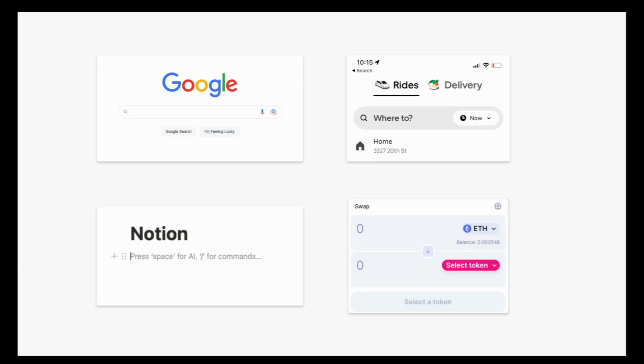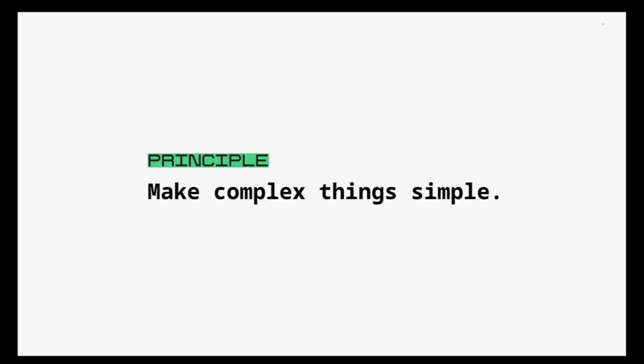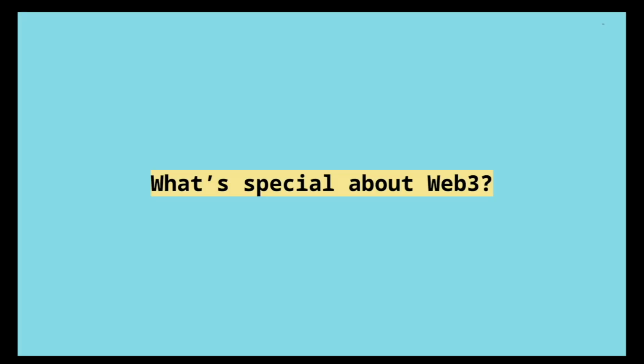Here are some great examples of powerful and simple products. Google, I simply type in my question and I get an answer. In Uber, I press a single button and get a ride. Notion has a total tool set of powerful commands, but it just starts with a single cursor. And Uniswap allows me to swap any two tokens imaginable, but it just has two simple inputs. These are all powerful and yet simple products. And so throughout this talk, we're going to pull out a bunch of principles. And this is the first one that's incredibly important for building great Web3 products with great UX. Make complex things simple.